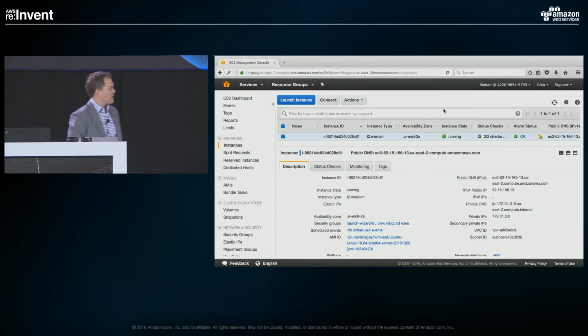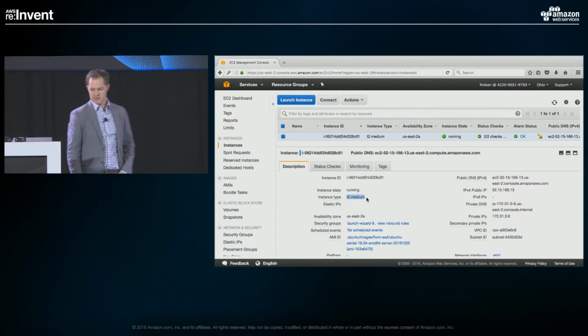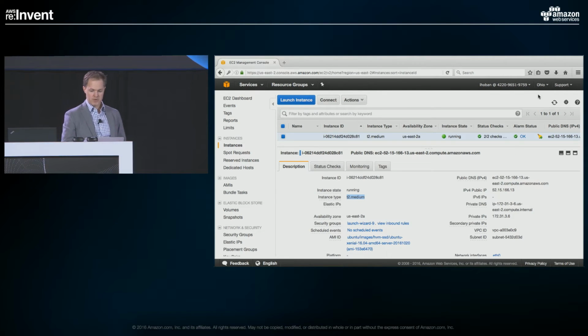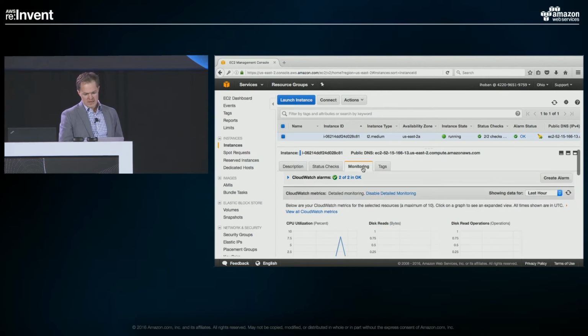Great. OK. So here I have a T2 medium instance. And T2 mediums, as I mentioned earlier, are one of our more popular sizes of T2 instances. And so this T2 medium I have running in the Ohio region. And let's go over and look at the monitoring tab.